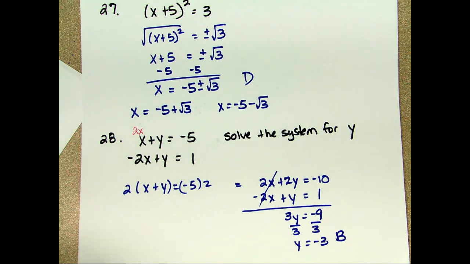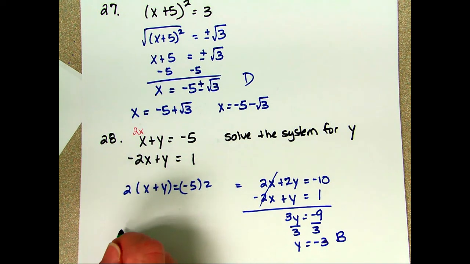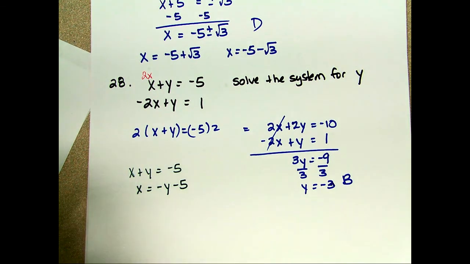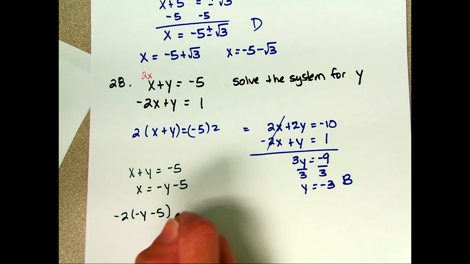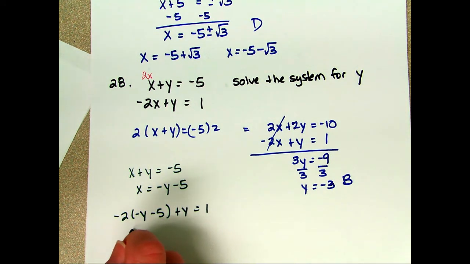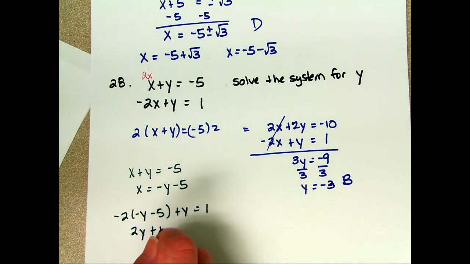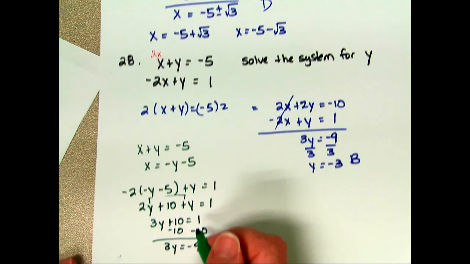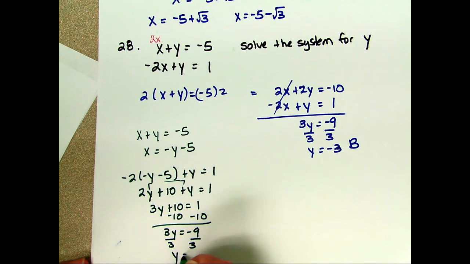You also could have used the substitution method. I said x plus y equals -5, or x is negative y minus 5. Substitute your first equation into your second equation. -2 times (-y minus 5) plus y equals 1. -2 times -y is 2y. -2 times -5 is positive 10, plus y equals 1. Combine like terms. 3y plus 10 equals 1, minus 10. 3y equals -9. Divide by 3, y equals -3. So either method works.